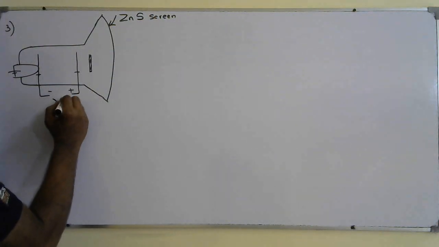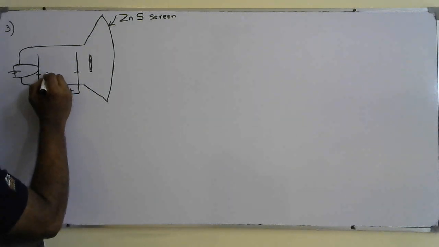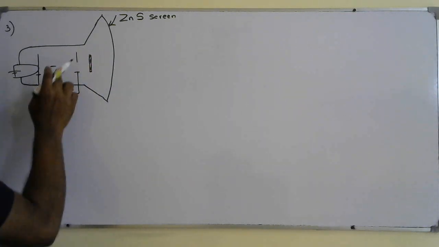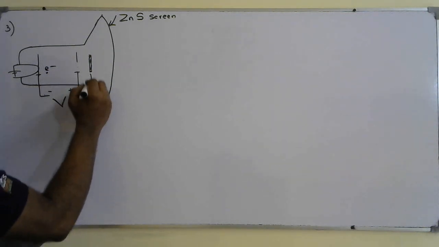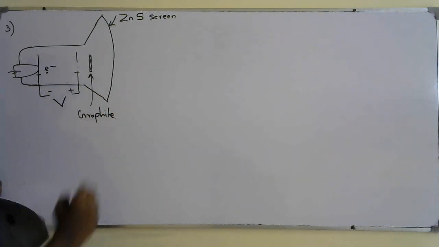So high voltage normally we apply between the cathode and anode. The anode will be kept positive. So the electrons will accelerate towards the anode and pass through the hole. This is graphite, a thin graphite film.